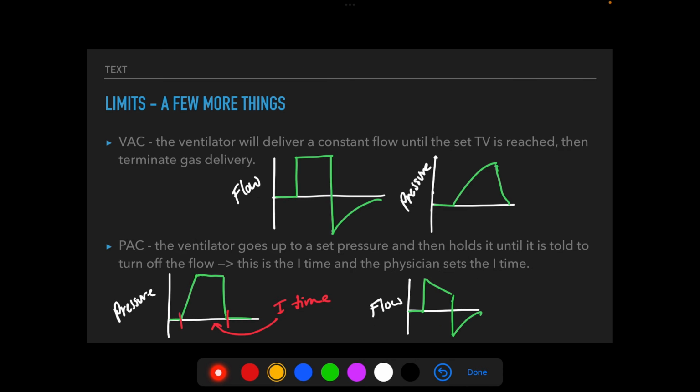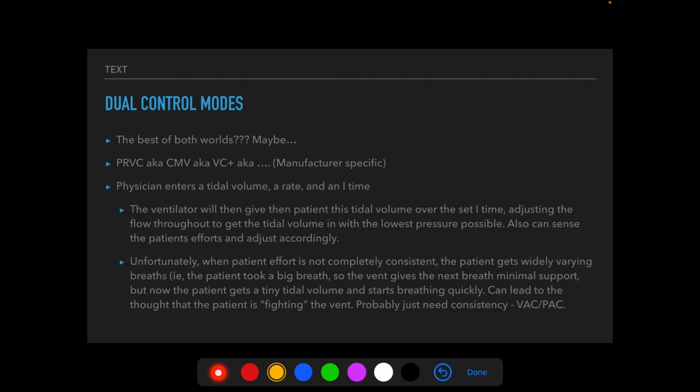A few more things on the limits. Volume assist control. So the ventilator is going to deliver a constant flow until the set tidal volume is reached. Then it's going to terminate that gas delivery. So you get this constant flow, immediately go up to the flow, stays constant until we terminate the breath, and we drop back down and the patient exhales. And as that flow goes in, the pressure is slowly going to increase over time. Okay? Pressure assist control. The ventilator goes up to a set pressure and then holds it until it is told to turn off the flow. That's your I time. I time just stands for inspiratory time, and the physician sets this I time.